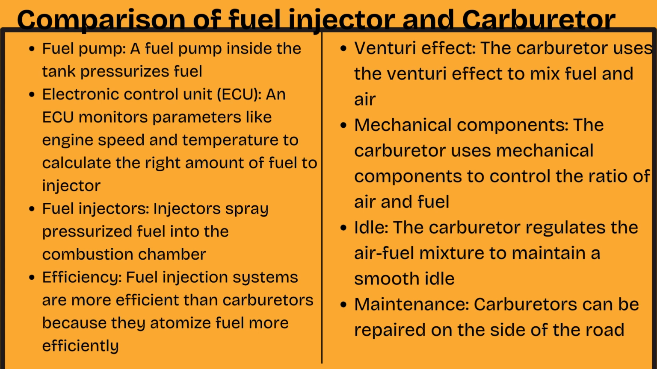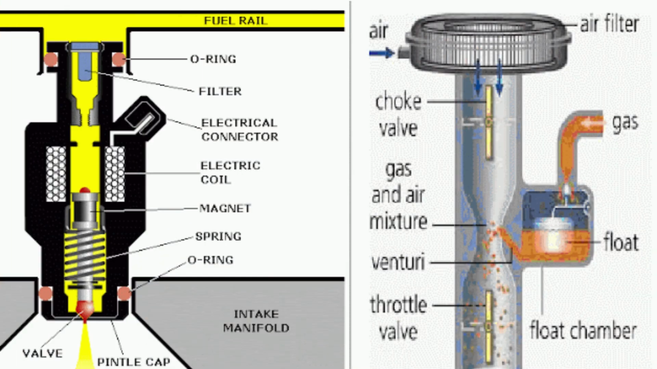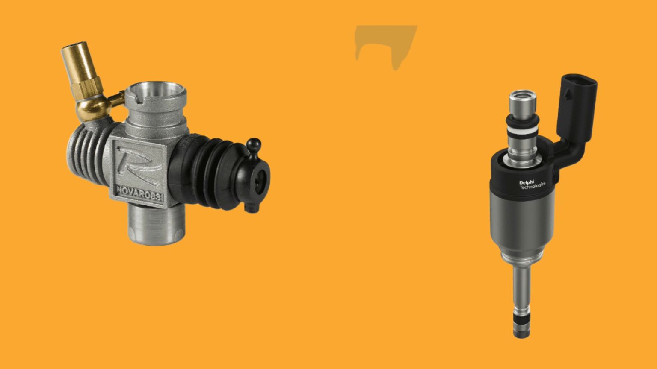Efficiency. Fuel injection systems are more efficient than carburetors because they atomize fuel more efficiently. Venturi effect. The carburetor uses the Venturi effect to mix fuel and air. Mechanical components. The carburetor uses mechanical components to control the ratio of air and fuel. Idle. The carburetor regulates the air-fuel mixture to maintain a smooth idle. Maintenance. Carburetors can be repaired on the side of the road.